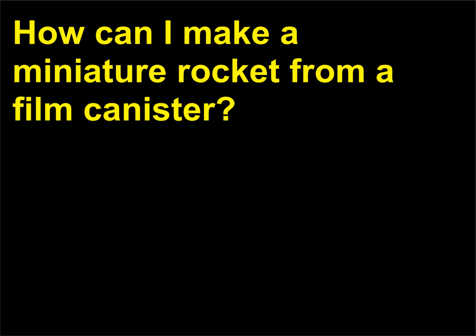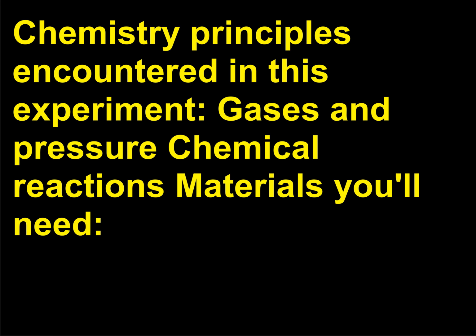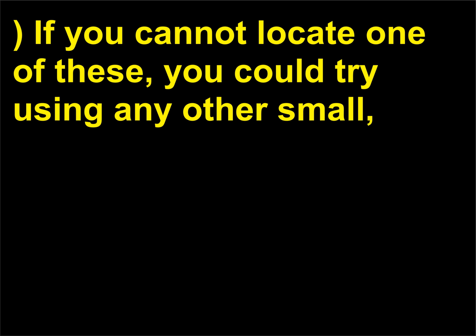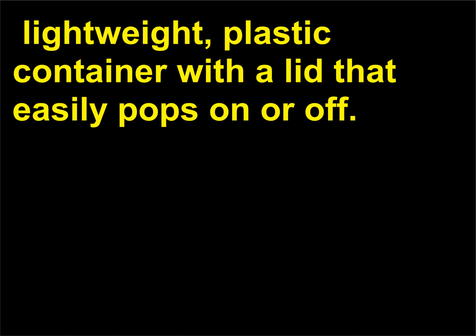How can I make a miniature rocket from a film canister? Chemistry principles encountered in this experiment: gases and pressure, chemical reactions. Materials you'll need: an empty, plastic 35 mm film canister, which are getting more and more rare these days. If you cannot locate one of these, you could try using any other small, lightweight, plastic container with a lid that easily pops on or off.